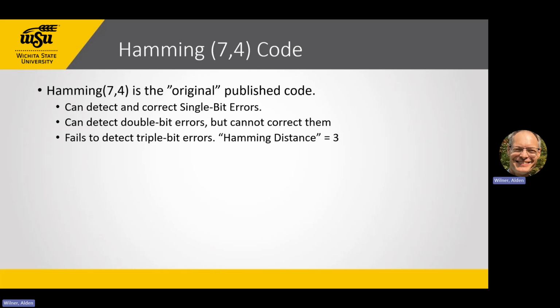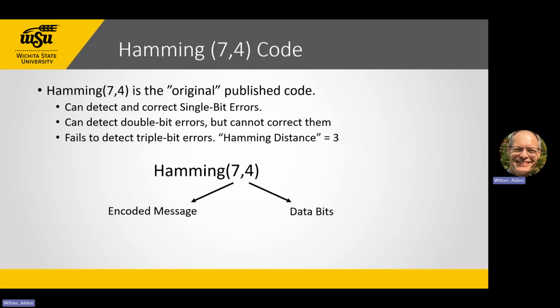And if we were to flip over three cards, we could have made it look like it was perfectly correct, right? Just with the wrong code. So this is a Hamming distance of 3. We'll talk about what a Hamming distance is in a little bit, or an edit distance. Hamming 7,4. The 7 means that's how many bits are in your encoded message.